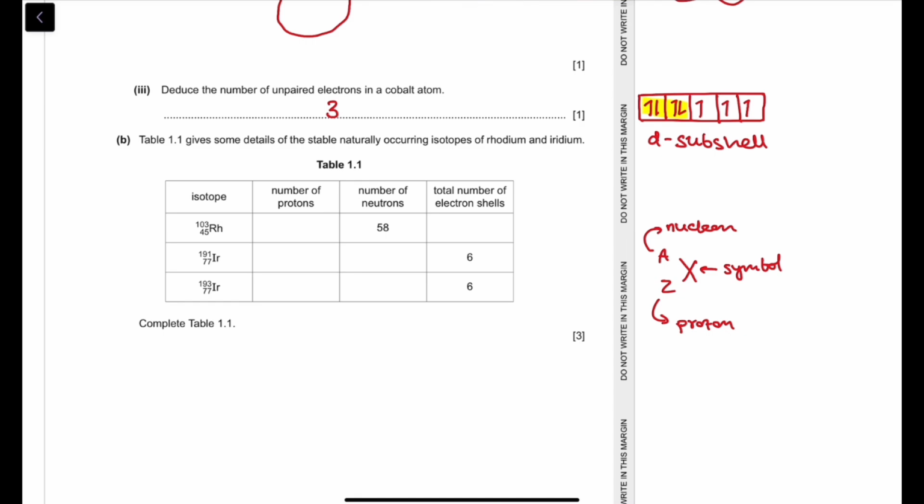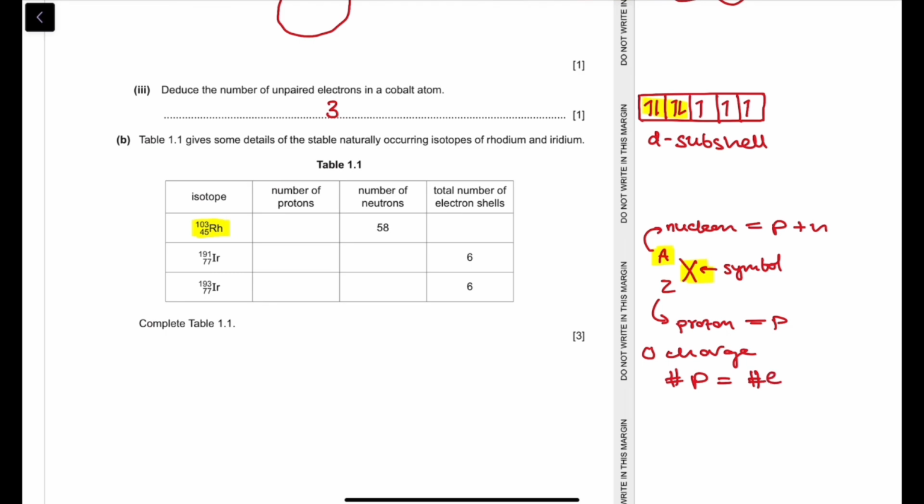Table 1.1 gives some details of the stable naturally occurring isotopes of rhodium and iridium. It asks us to complete table 1.1. Now it's very important to understand how to interpret the isotopes given. So right here on the right hand side, I have given the sort of setup that we use. So here, this would be the symbol for the isotope. Up here is the nucleon number. It's equal to the number of protons and neutrons. And down here is the proton number, which is just the number of protons. And generally, when there is 0 charge, the number of protons is equal to the number of electrons.